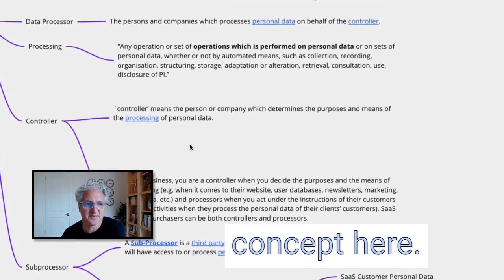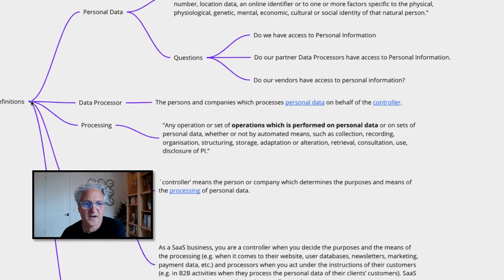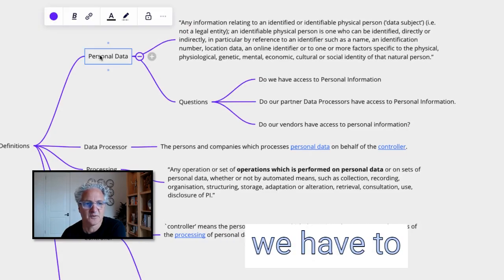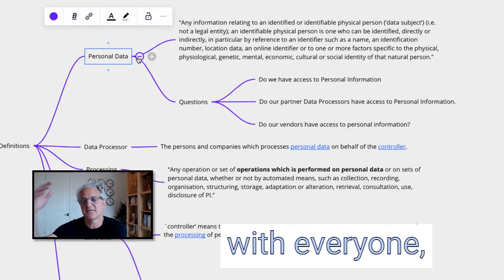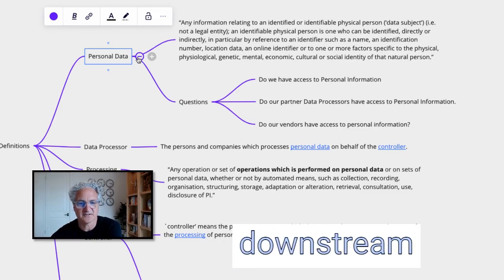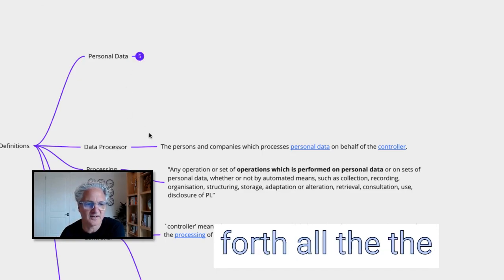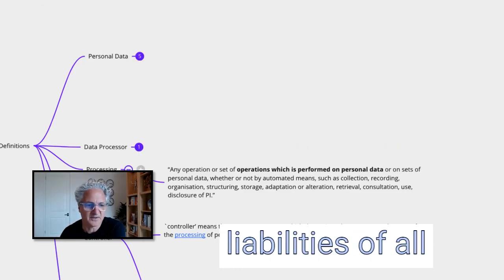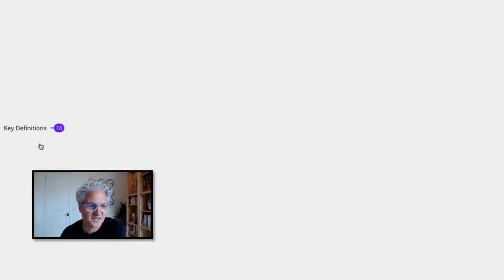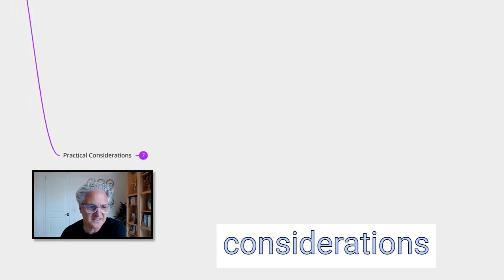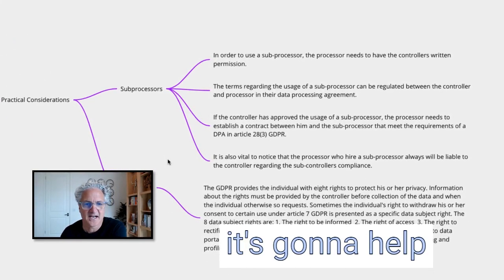That's the concept here. Forget all of these labels for a minute. Whenever we are dealing in personal data, we have to comply with GDPR. And that means we have to have contracts with everyone upstream, contracts with everyone downstream that are GDPR compliant. They're going to set forth all the rights and liabilities of all the parties inside. Let's just take a look at some practical considerations here. And this isn't going to cover all the bases, but it's going to help us understand it.